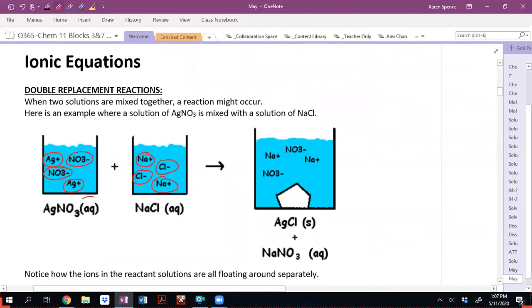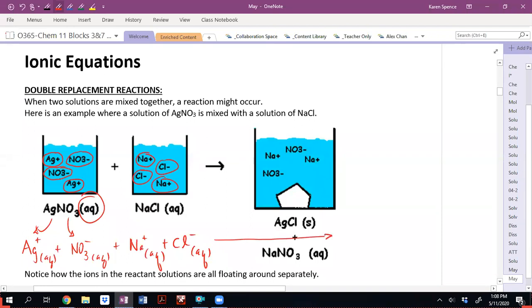In our aqueous AgNO3, the silver and the nitrate are dissociated, right? We get our silver is separate from our nitrate. They are both aqueous. Okay, and our sodium is actually floating around separately from our chloride. So you can actually write them separately, and this is one of the things we're going to do a little bit later.